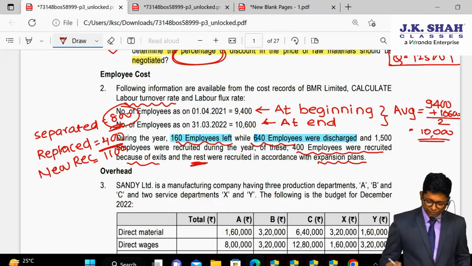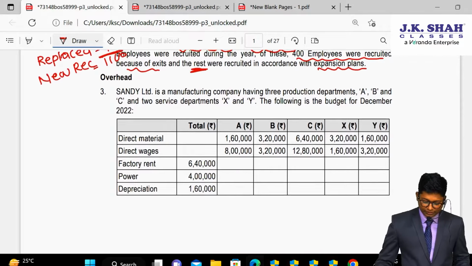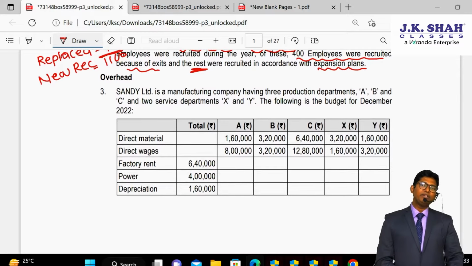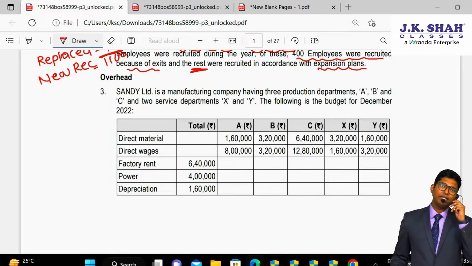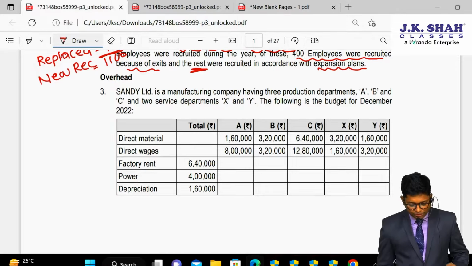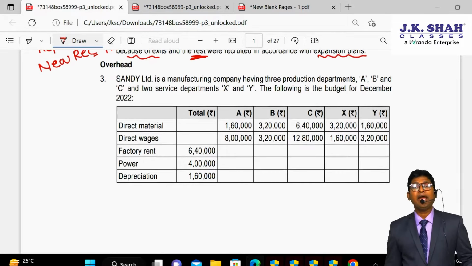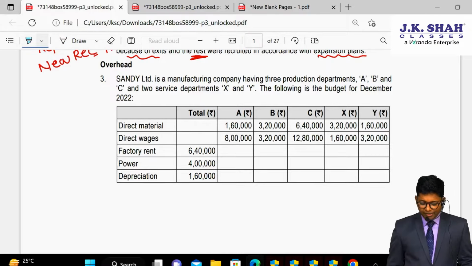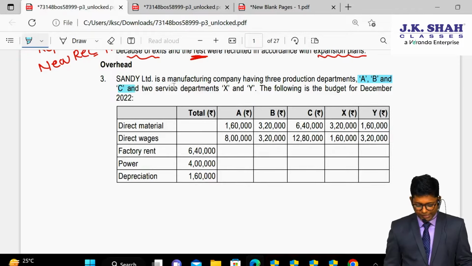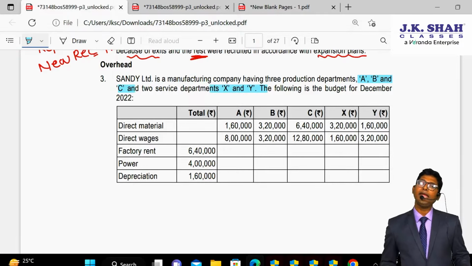Now after this, if you check the next point of the RTP, the third chapter covered in the RTP is overhead, and a very basic question is on the overhead chapter, and that question is based on primary and secondary distribution, that is allocation, apportionment and reapportionment of overhead. Let's have a discussion. Sandy Limited is a manufacturing company having 3 production departments A, B and C, and 2 service departments, X and Y.